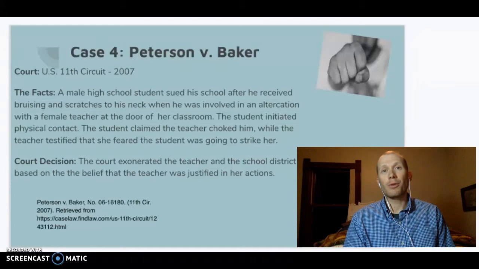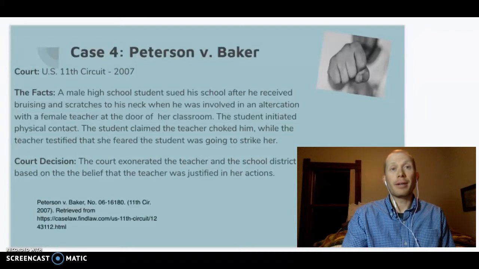The teacher's use of force was not excessive, the court found. They also found that the student was being disruptive beforehand and initiated physical contact, which justified some corporal punishment from the teacher, and also she was warranted in her fear that Peterson was going to strike her.